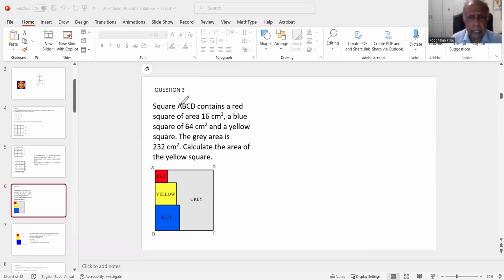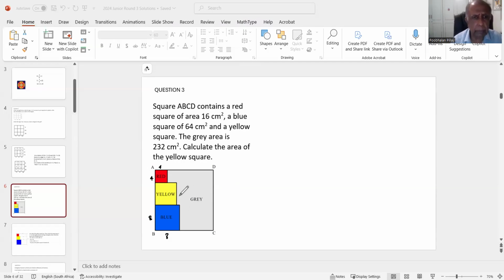Question 3 says the square has got a red square, a yellow, and a blue. The red square has got area 16. So if the area is 16, then this has to be 4 here. And this also has to be 4. Okay. And a yellow square. The blue square has got area 64. So I've got an 8 here. And I've got an 8 here. It's a square, so the side must be 8 times 8. The gray area is 232.